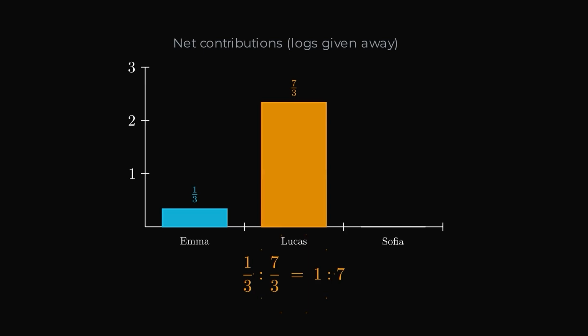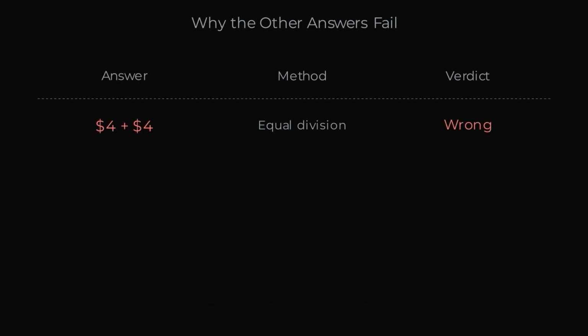$8 in the ratio 1 to 7. 1 part goes to Emma, $1. 7 parts go to Lucas, $7. 1 plus 7 equals 8. The accounts balance. This is the only fair split. Look at the method column. 4 plus 4. Equal division. Ignores who brought more.